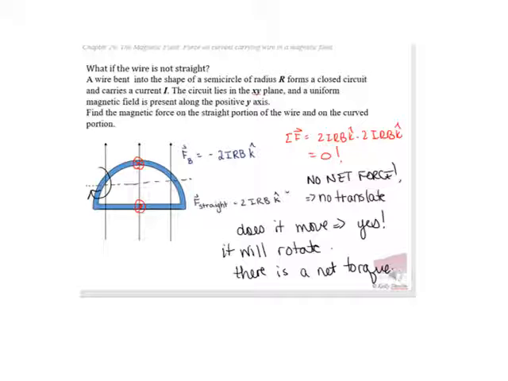So if it was rotating, it meant there was a torque. Let's take these ideas and apply them more rigorously, and let's find an expression for the torque on a current loop in a magnetic field.